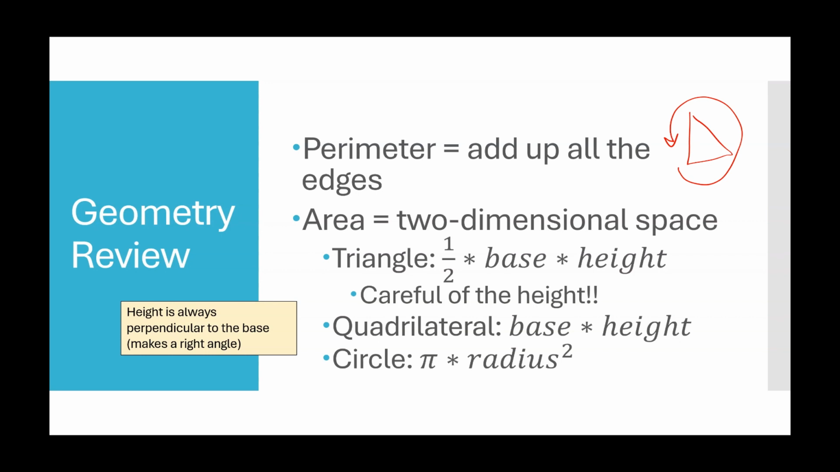So a triangle, the area for a triangle is 1/2 of the base times the height. And you do need to look out for where the height is in a triangle. It should always be perpendicular to the base. In a quadrilateral, which is a rectangle, square, parallelogram, it's base times height. And in a circle, which we won't have too many of in this particular class, it's going to be pi times the radius squared.